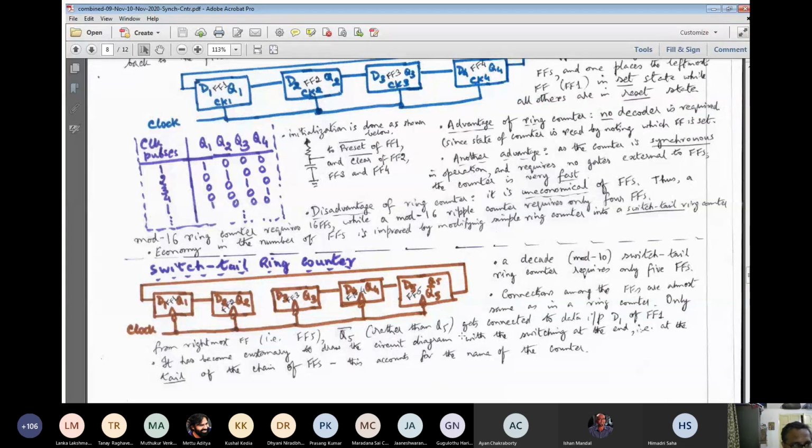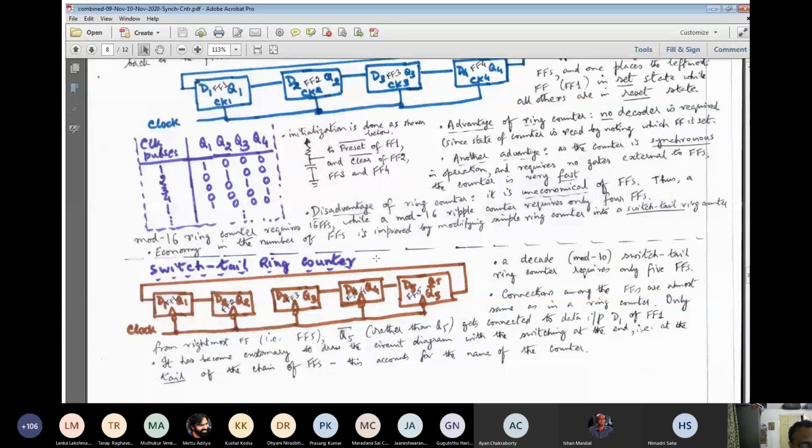Now you may be interested to see that the decoding logic of the switch tail ring counter will be somewhat involved, somewhat complex. In the simple ring counter, decoding is absolutely simple. No need of having some external logic. But for the switch tail ring counter, you will have a proper decoding logic, and we will also identify that both the ring counter and the switch tail ring counter have some problem because a lot of states remain unused. So the problem of lockout will affect the operation of the ring counter as well as the switch tail ring counter, and how to prevent that, how to remedy that, we will also learn now.